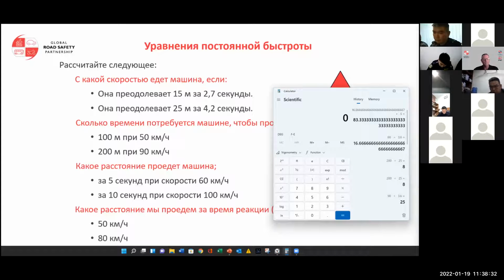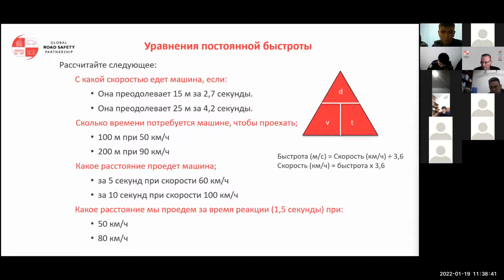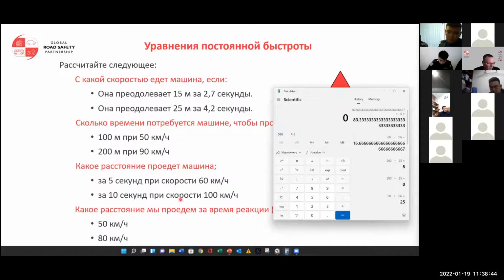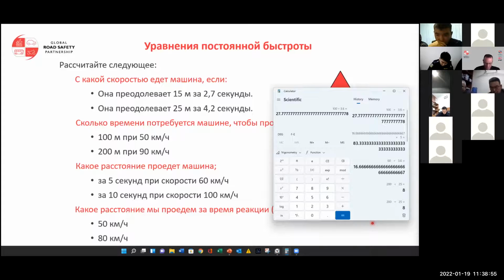So again, we have to do that conversion to velocity. In this case, 100 divided by 3.6 equals 27.7777, so we call it 27.78. So at 100 kilometers per hour, the velocity is 27.78 meters per second. Every second, it will travel 27.78 meters.